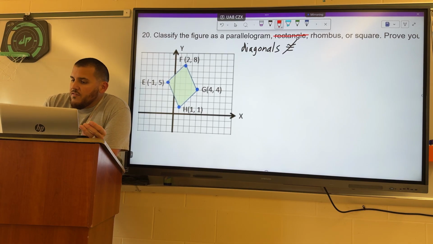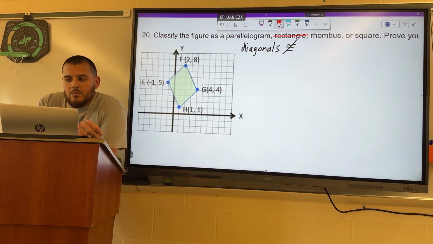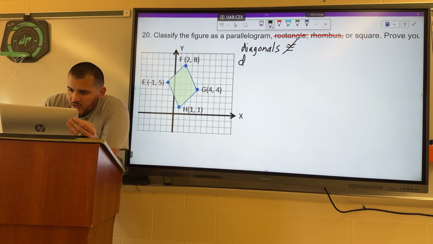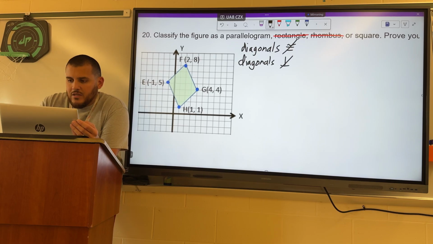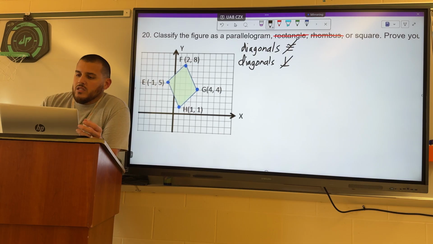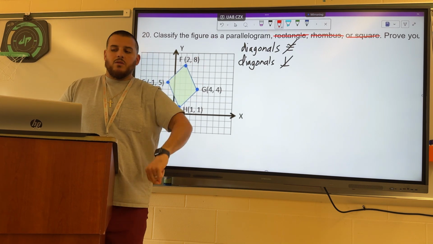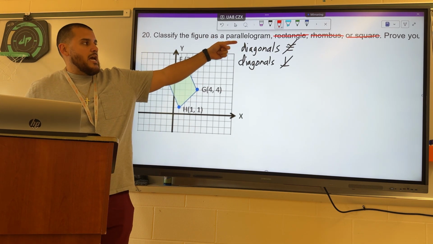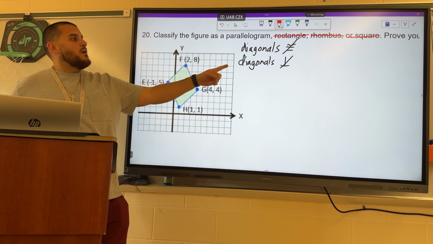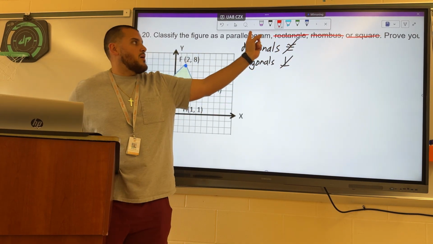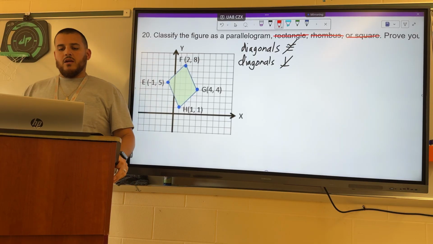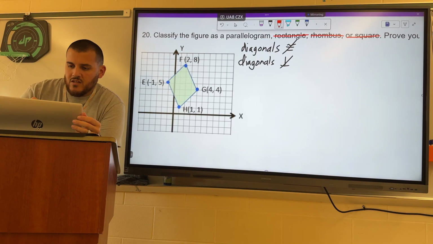Okay? Then if it's a rhombus, the diagonals would be perpendicular to each other. So I can disprove that it's a rhombus by showing that the diagonals are not perpendicular to each other. And by showing those things, I also eliminate the square as a possibility, because the square would have both of those. Diagonals would be congruent and perpendicular to each other. So if I can prove the diagonals are not congruent and not perpendicular, then it cannot possibly be those other 3 shapes. It would have to be a parallelogram out of our options here. So that is what we're going to do.